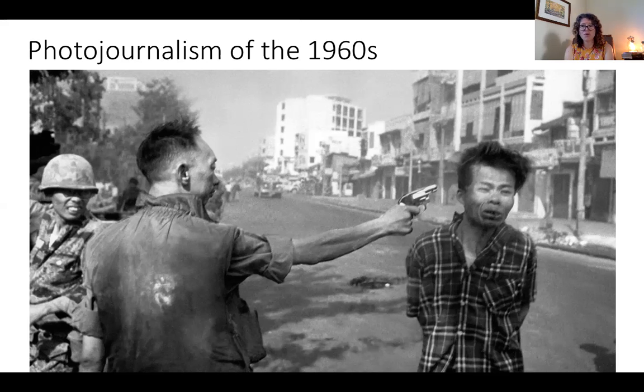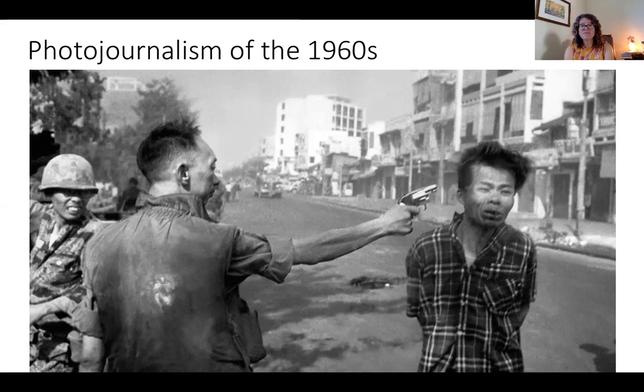This image was joined by hundreds of other images throughout the 60s, and those images raised awareness about the freedom struggle that was occurring within the United States around civil rights, and then the images that were shifting public thought, shifting public opinion around the Vietnam War in Southeast Asia.